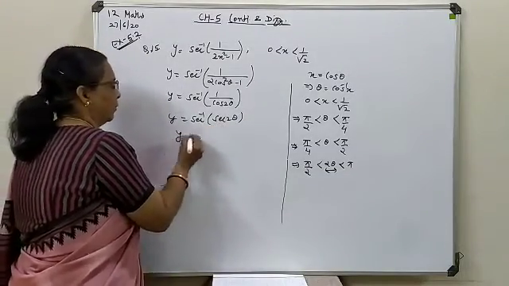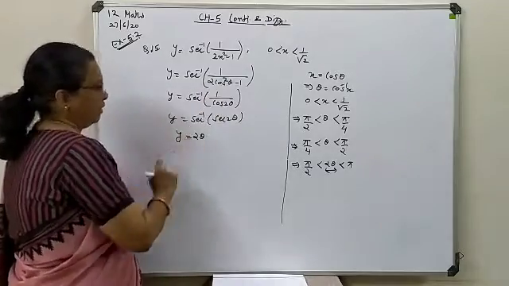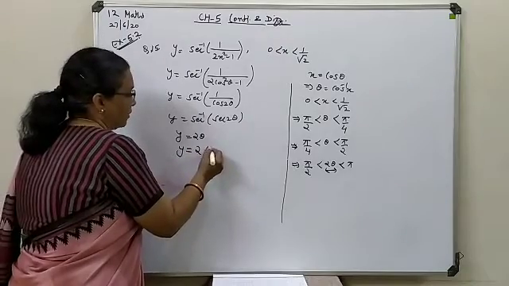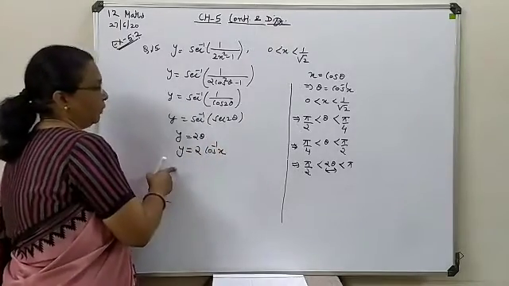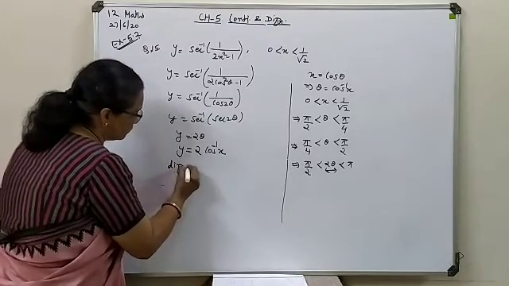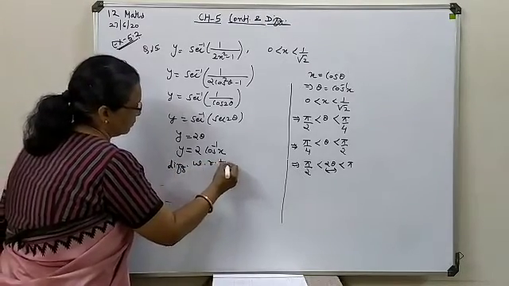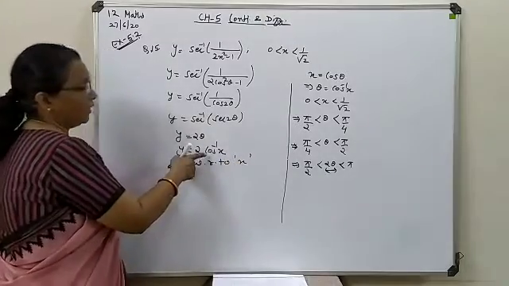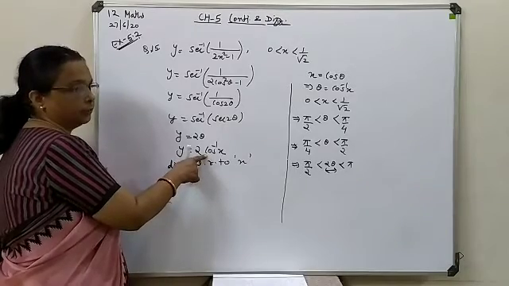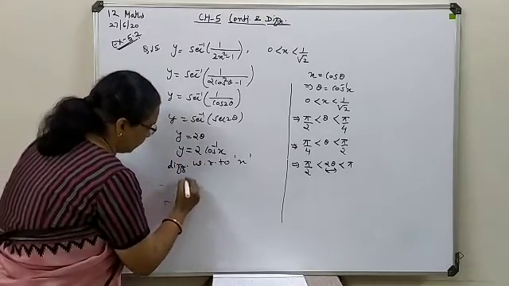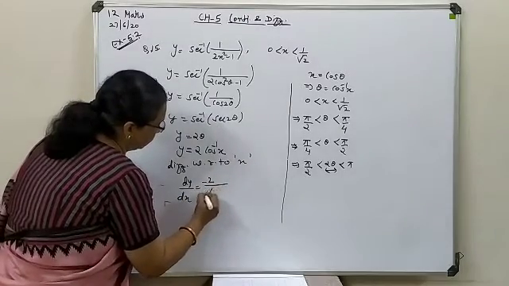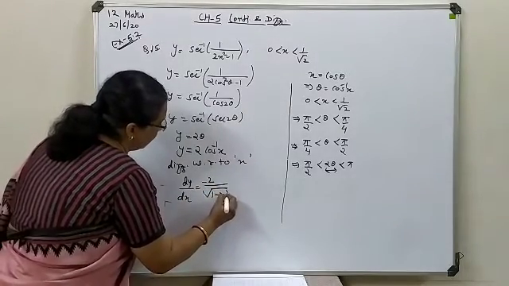So your y will come out as 2 theta. Your theta from the assumption it will be 2 cos inverse of x. Now go for writing the derivation. Derivation of cos inverse we have written yesterday, that is minus 1 upon under root 1 minus x square. So dy by dx, here it will come out as minus 2 upon under root 1 minus x square.